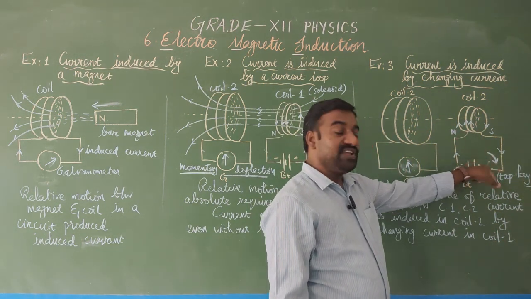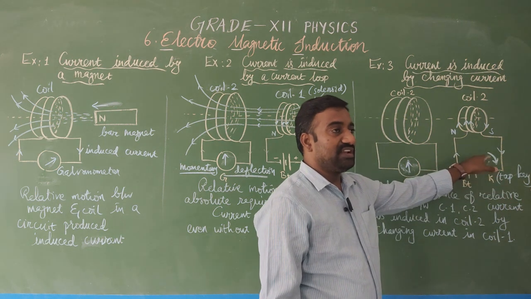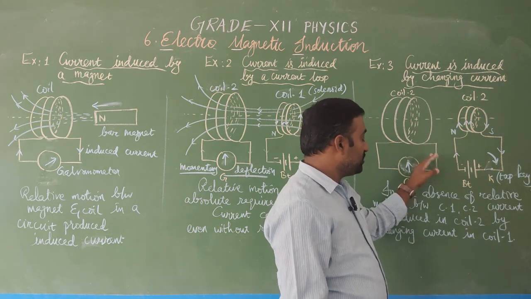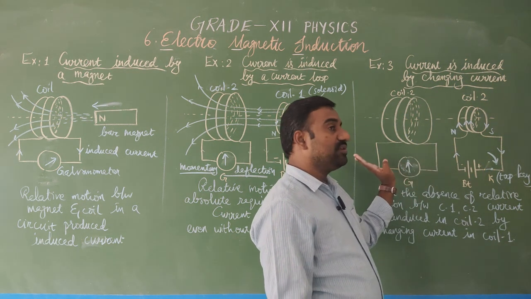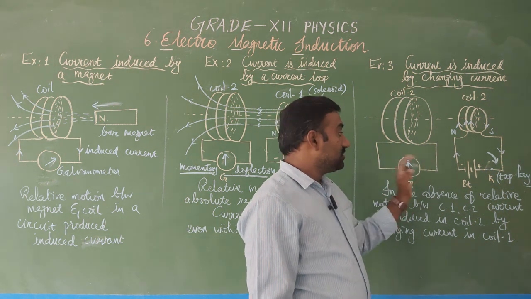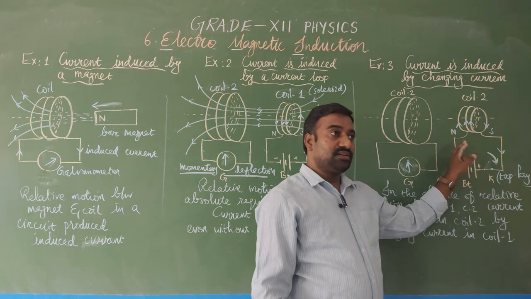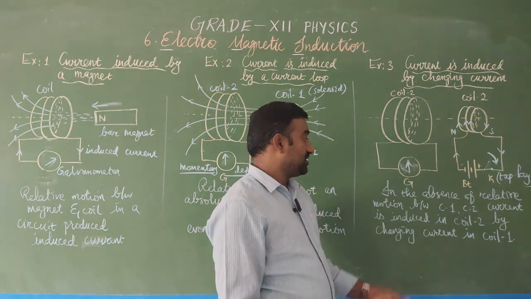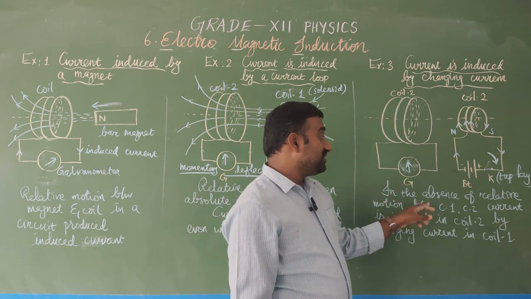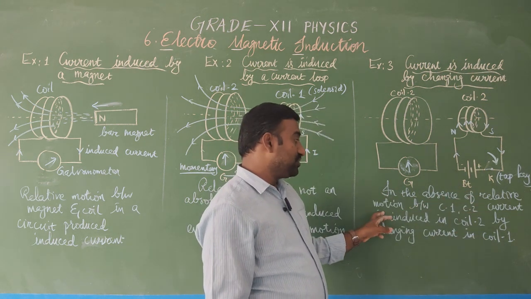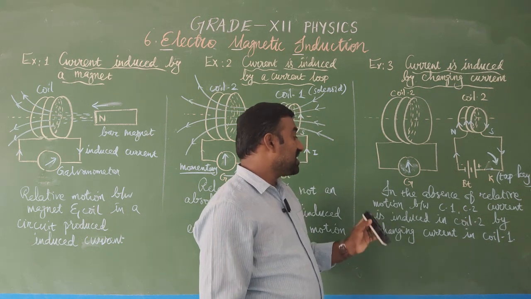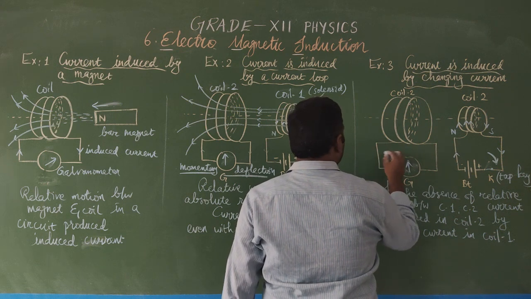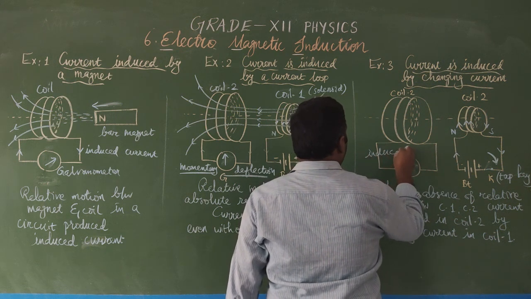So by pressing the tap key frequently, while you're pressing, deflection to the right side, by taking it out, again to the left side, to 0. So while pressing, 0 to right side, taking out, 0 to left side, again to 0. So this is how, by pressing the tap key continuously, the galvanometer shows deflections. So the conclusion: in the absence of relative motion, or in relative motion between coil 1 and coil 2, the current is induced in coil 2. So in coil 2 alone the current is induced.